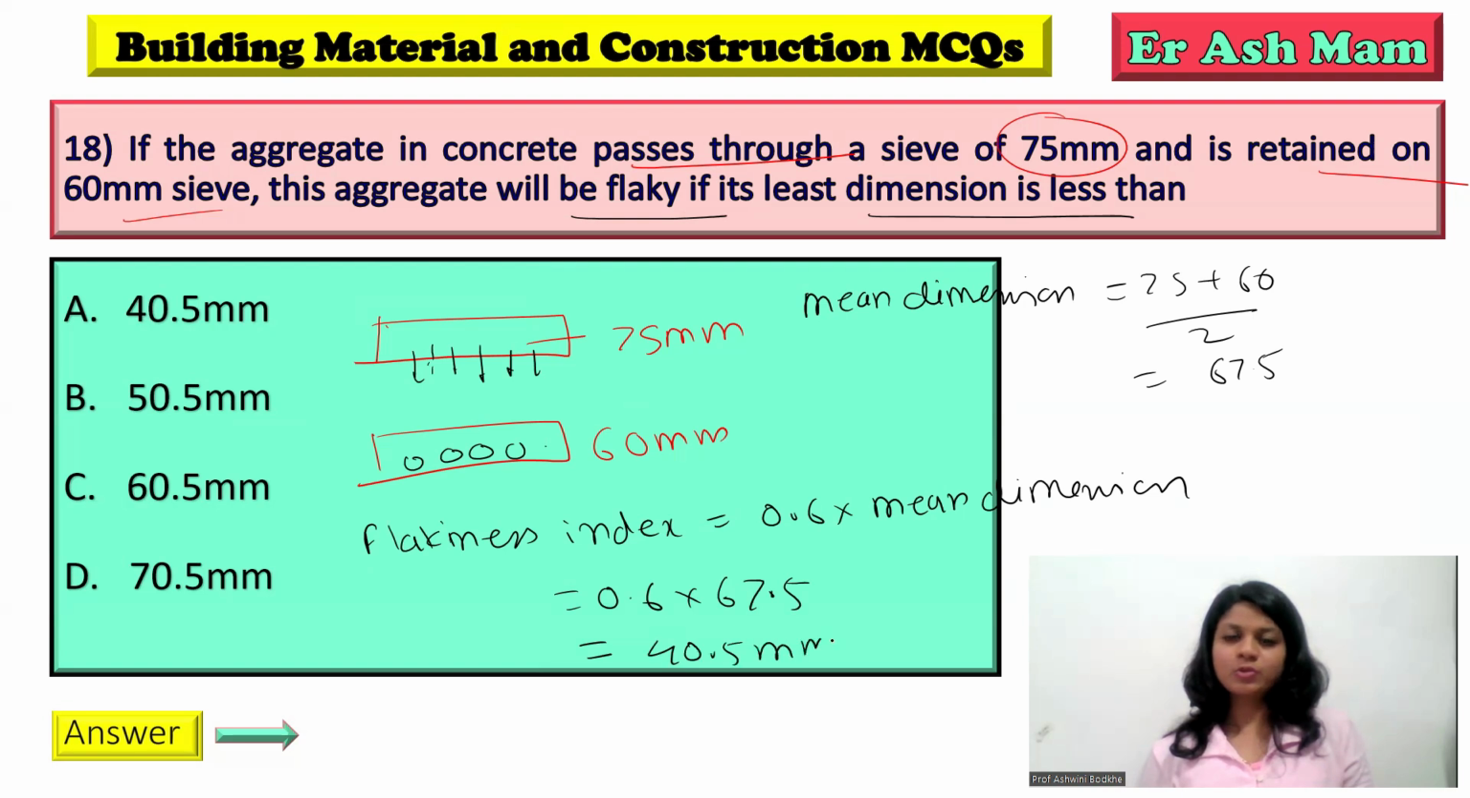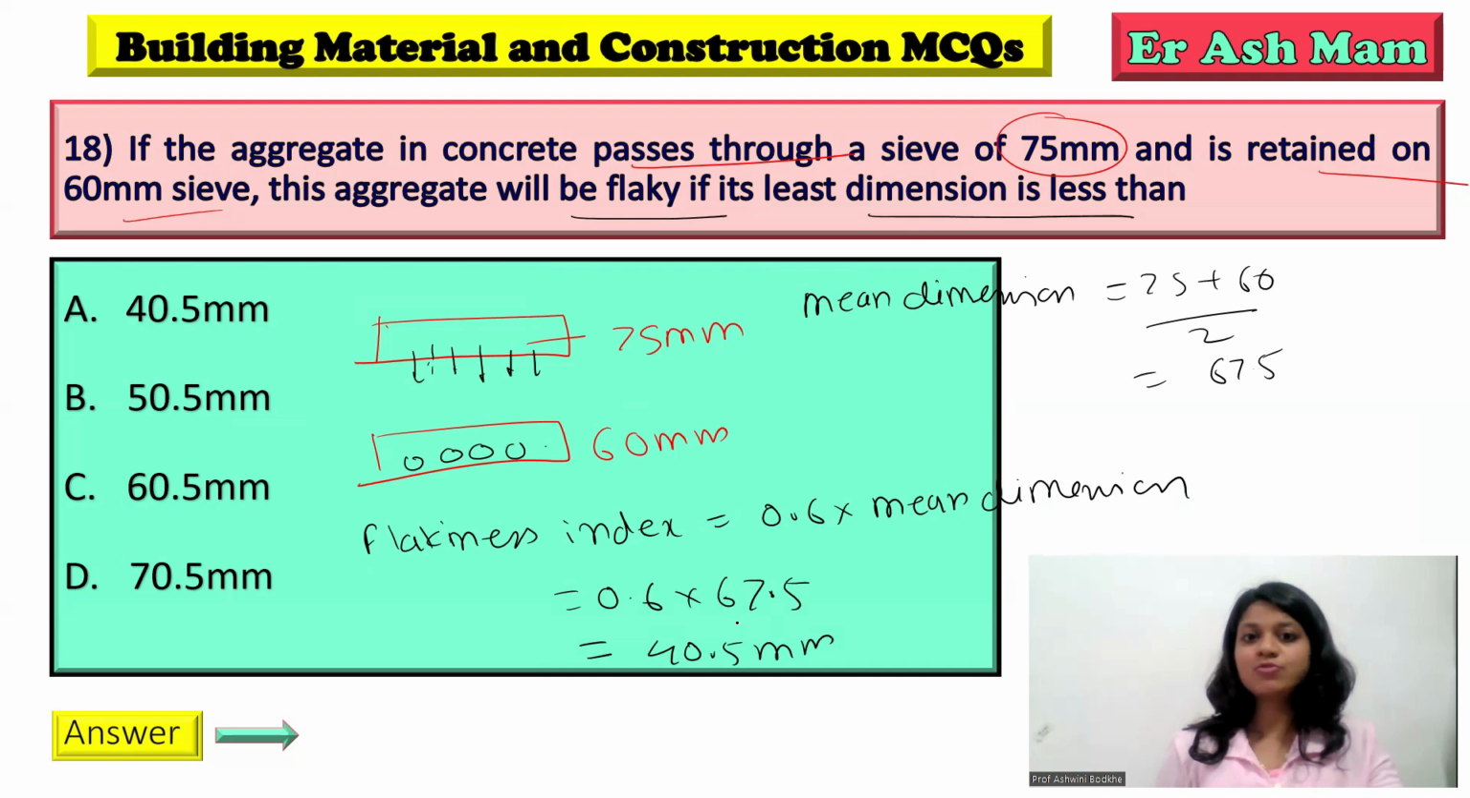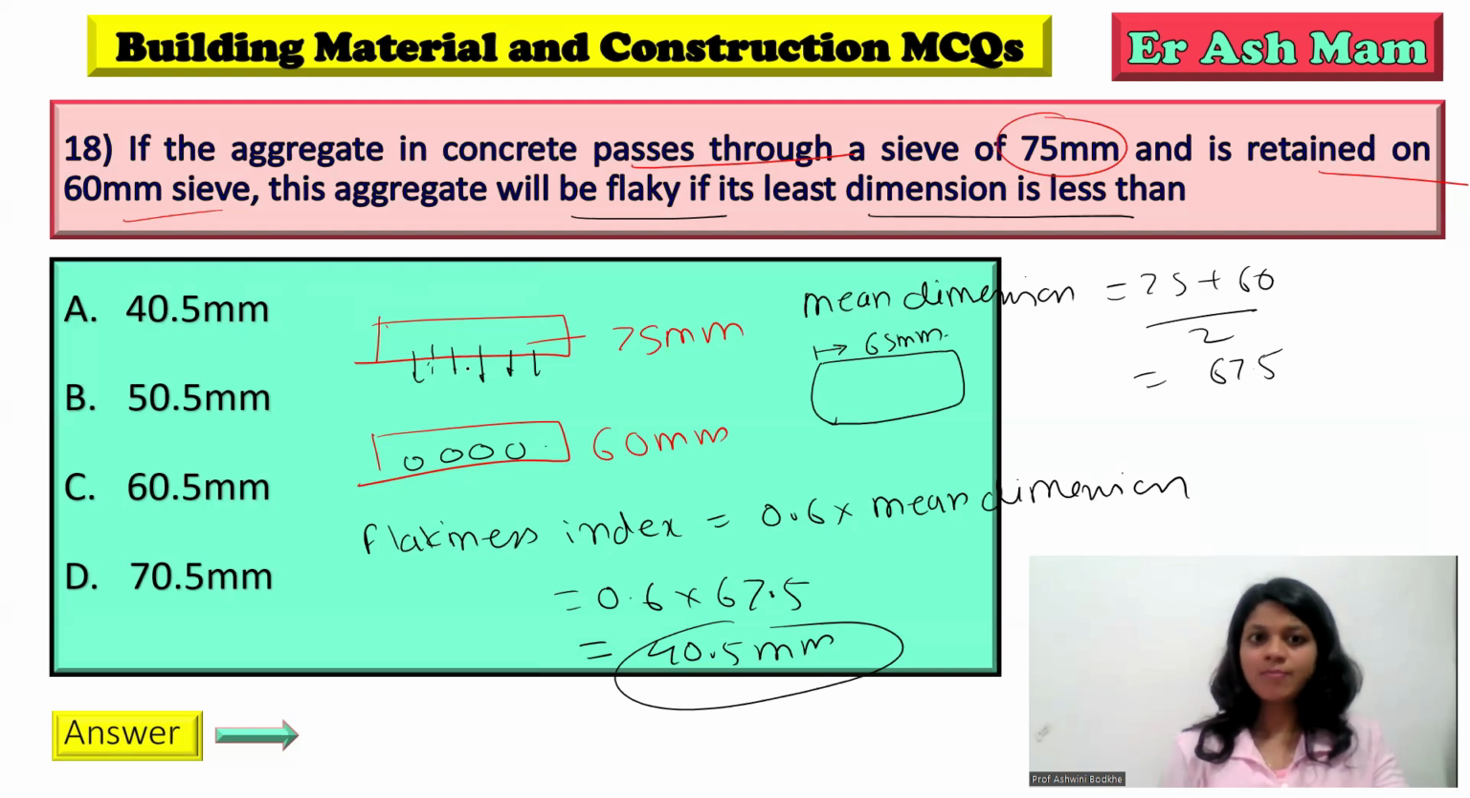40.5 mm. Okay. The aggregate will be flaky if its least dimension is less than 40.5 mm. If an aggregate is, for example, 65 mm in size, then this aggregate will pass through this 75 mm sieve and can be retained on the 60 mm sieve. Okay, because its size is 65.